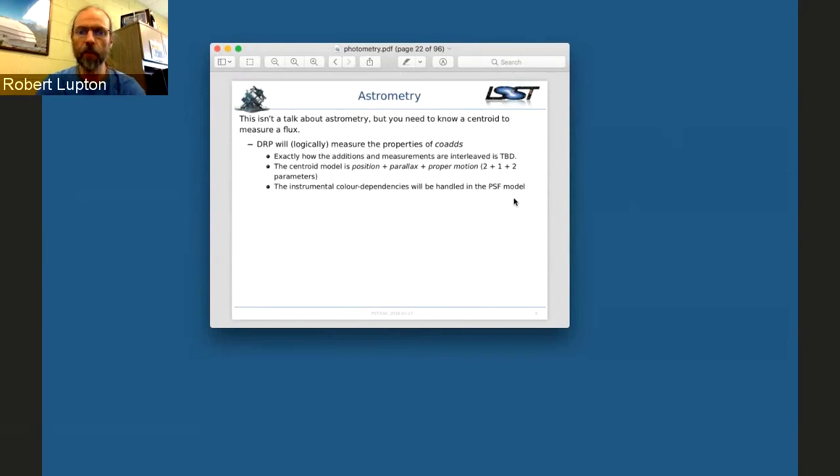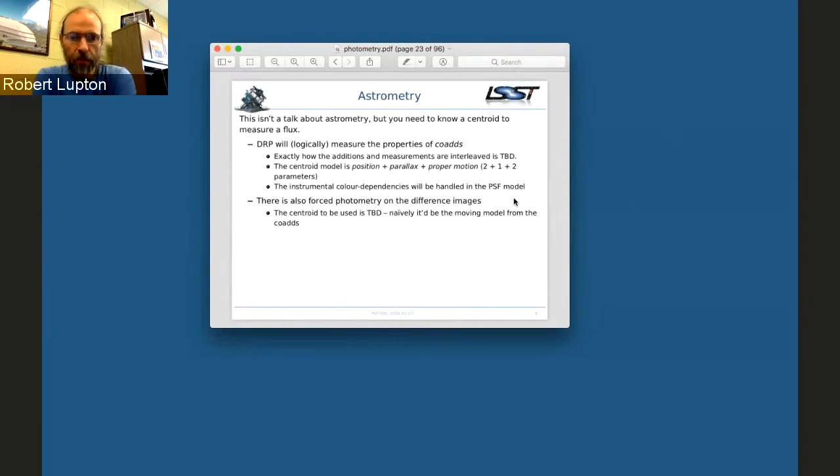But we will take out the color dependencies in the PSF model, so that automatically corrects not just the point sources actually, but anything you're modeling for the properties of the PSF and the DCR, differential chromatic refraction, because LSST does not have an ADC, atmospheric dispersion correction.